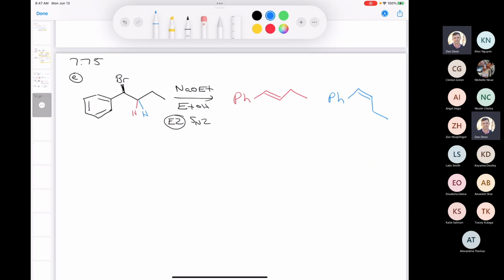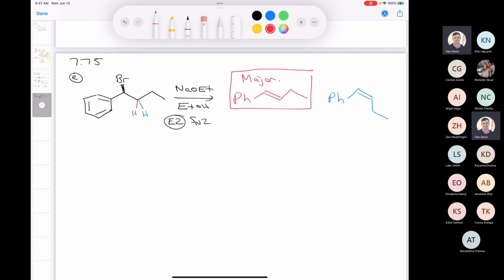Trans or cis? What would be the major product in this case? Yes, absolutely. This is going to be the major product. Why? Because it's less sterically hindered. So we say the reaction is stereoselective for this product over the blue one, over the cis stereoisomer.